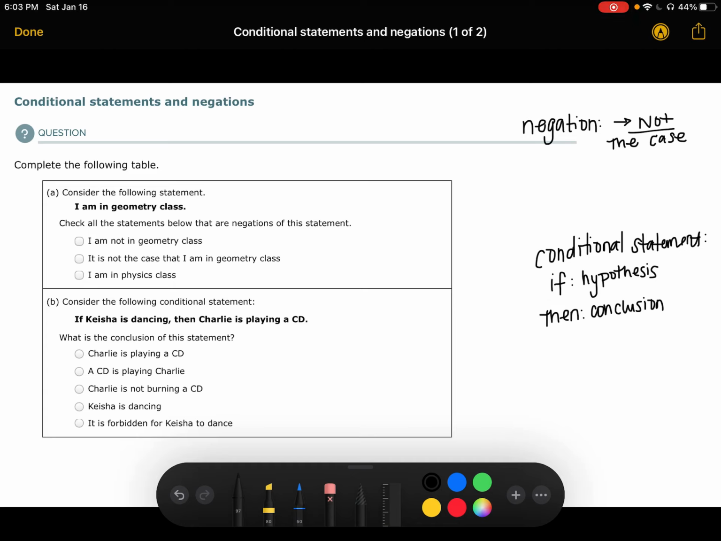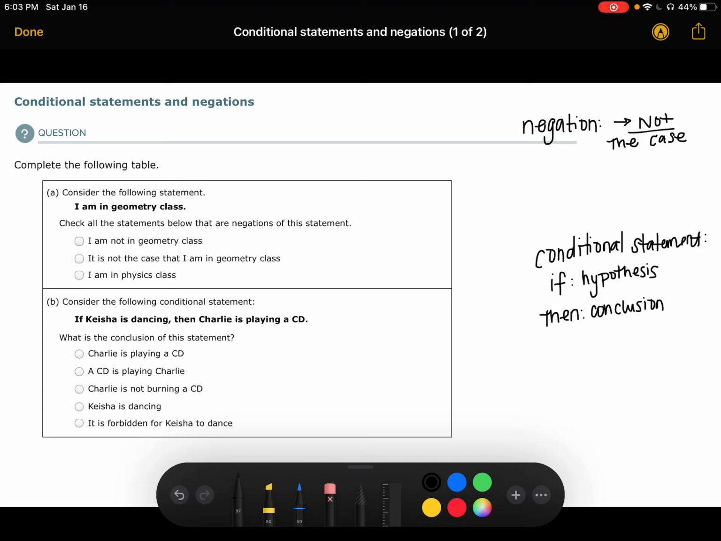Now, negations means something is not the case. So when something negates something, it means that it is not true. You're saying false, however you want to think about it. Do not think of this as the opposite. If you put it in that mindset, it is going to mess you up when you start getting into contrapositives and other stuff. We're not there yet. We're at the basics. So don't think of this as an opposite. Think of it as not the case.